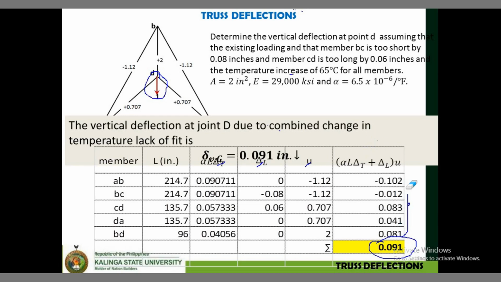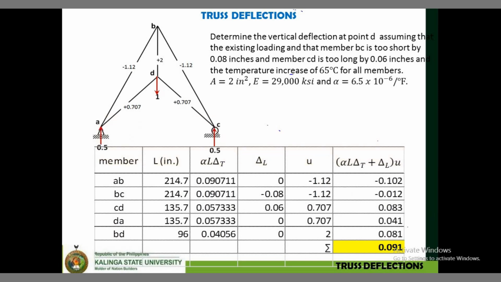Okay po ba tayo dito sa may problem number 2? Again, problem number 2, combination po siya ng fabrication error at saka ng change in temperature. Sa problem number 1, yung present ko sa inyo na problem, that is the deflection due to external loadings. Itong problem number 2 na to naman, this is an example of truss deflection due to fabrication error and change in temperature.